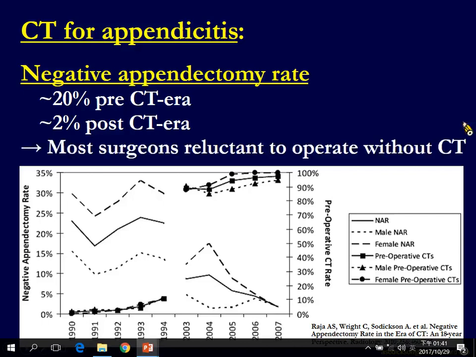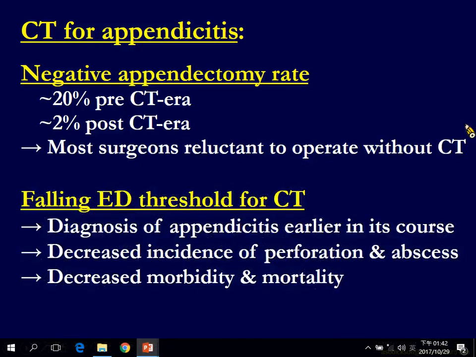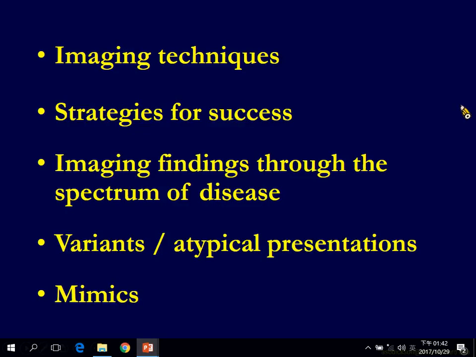So as a result, most of our surgeons really want to get CT before they operate on a patient. As a result, we've seen a falling threshold for imaging with CT in the emergency department, which means that we're seeing appendicitis much earlier in its course than we used to see it, which also means, a good thing, we're seeing much less complicated appendicitis, perforation and abscess, and we're seeing decreased morbidity and mortality as a result. So I'm going to step through these different areas in this talk, starting with imaging techniques.